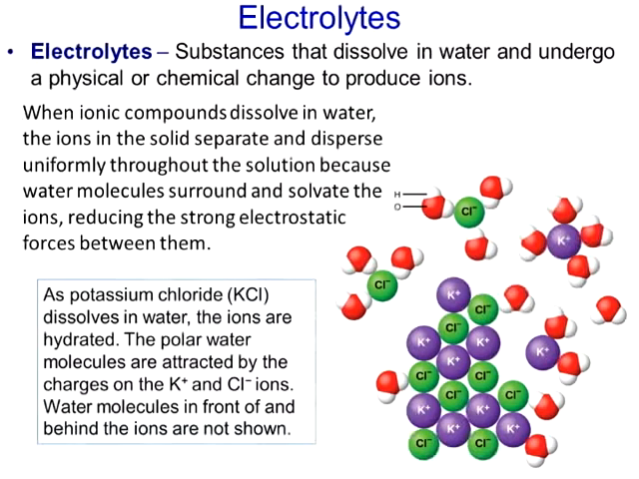Let's talk now about the subject of electrolytes. So what are electrolytes? Substances that dissolve in water and undergo a physical or chemical change to produce ions are electrolytes. In other words, when ions are formed in the solution, in water, we call that an electrolyte. If the solute dissolves and forms ions, it is an electrolyte. You get a positive charge and a negative charge in an electrolyte.